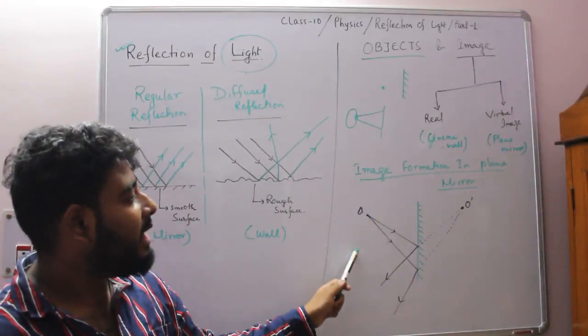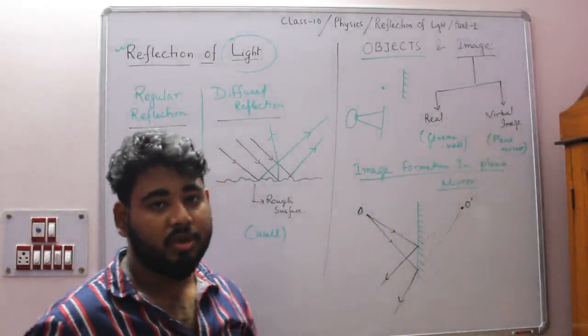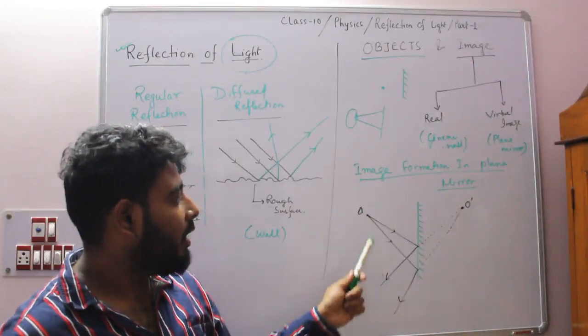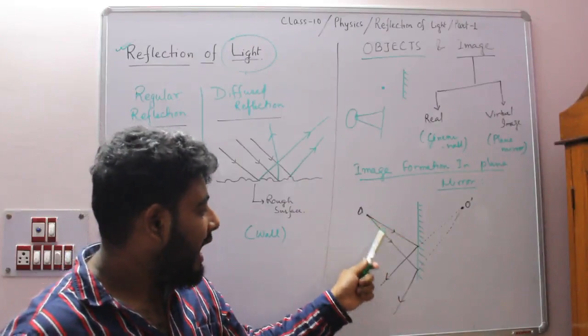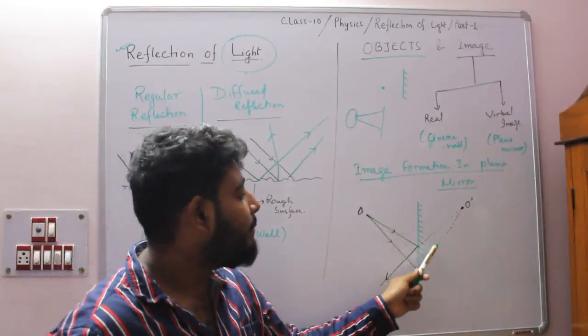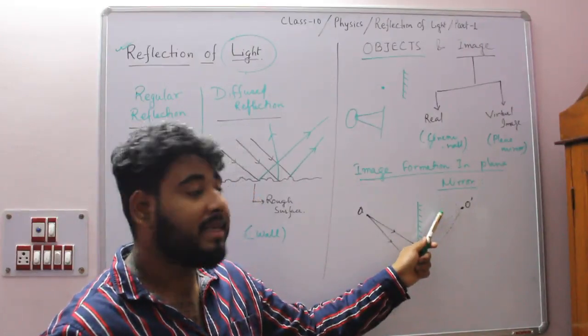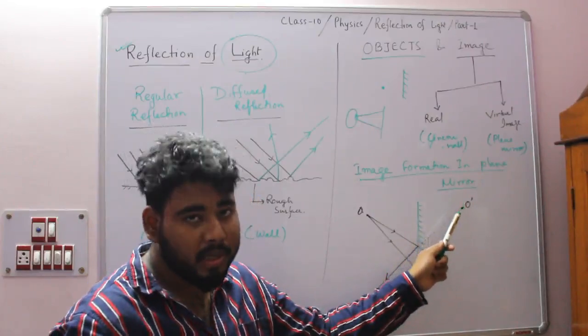So obviously plane mirror is a best example of virtual image. Why is it called virtual image? Because after reflection the rays appear to meet. It appears that they meet here, but actually they are not meeting.